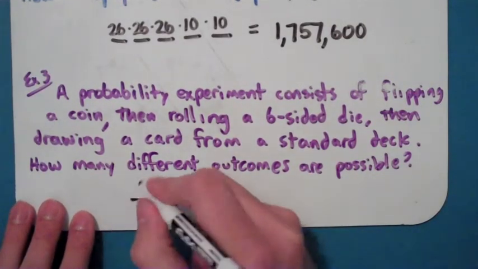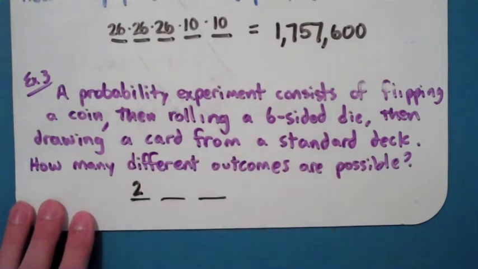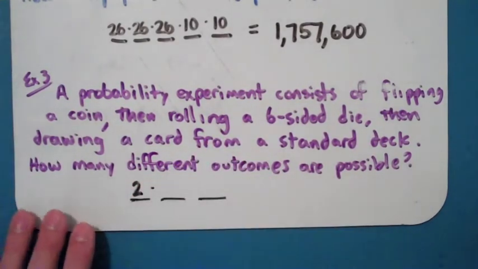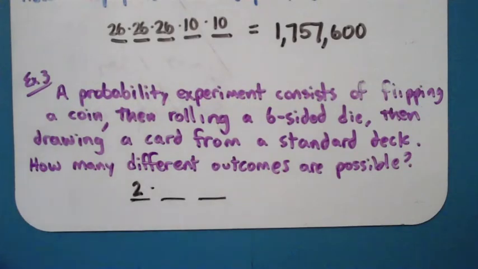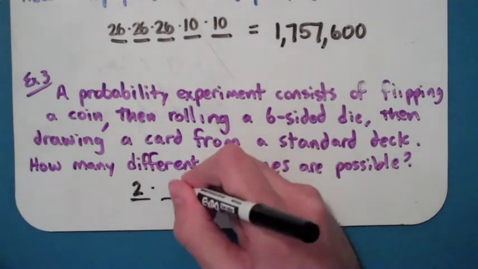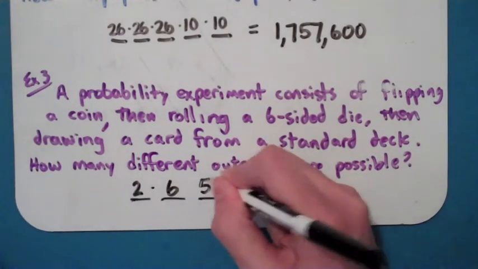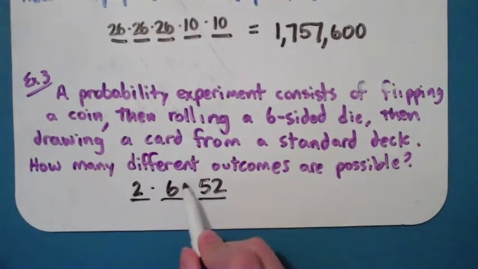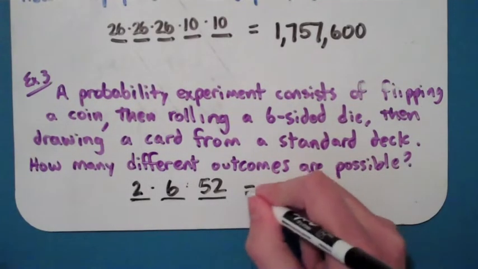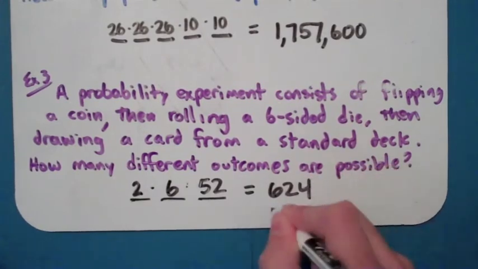So for a coin, I'm looking at 2 possibilities here, either heads or tails. Those are the only outcomes that we're going to consider here. We're not going to say it lands on its side or anything weird like that. A 6-sided die, there are going to be 6 different options there. And for my cards, there are going to be 52 different choices. And according to the basic principle of counting, I just multiply those numbers together. 2 times 6 times 52 is going to get me 624 different outcomes.